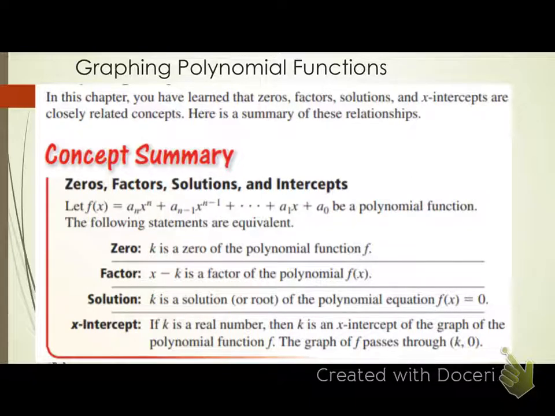k is a zero of the polynomial function f. x minus k is a factor of the polynomial f of x. k is a solution or root of the polynomial equation f of x equals 0. And if k is a real number, then k is an x-intercept of the graph of the polynomial function f. The graph of f passes through (k, 0). So we've learned about that all throughout this chapter. If I have a solution to my polynomial function, it crosses the x-axis, it's an x-intercept.